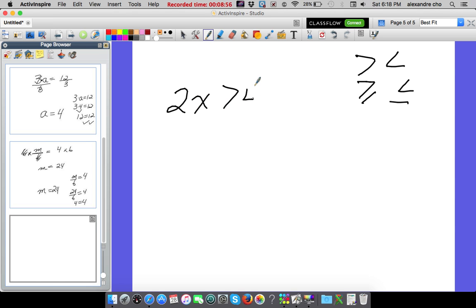2x is greater than 4x minus 6. Yikes. Okay, our objective is the same. We want x by itself. Hopefully you know how to add and subtract integers, kid. So let's see how we do this.